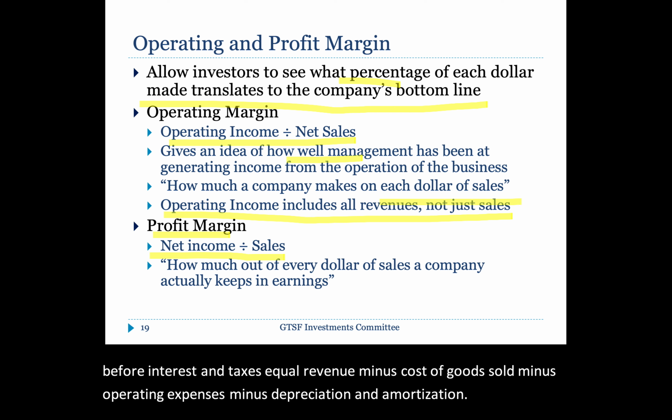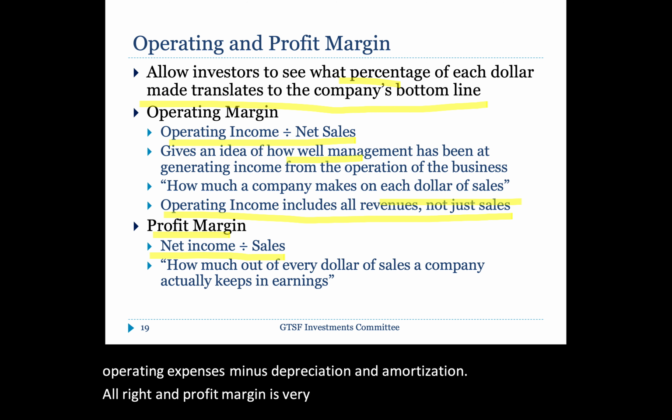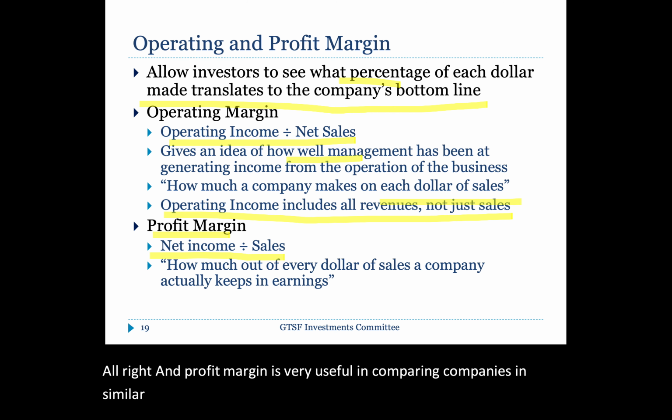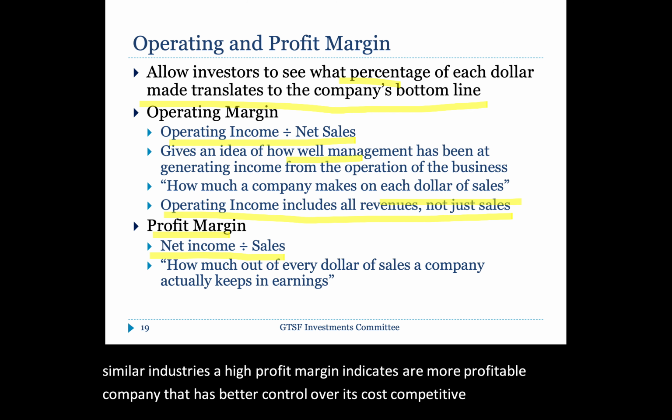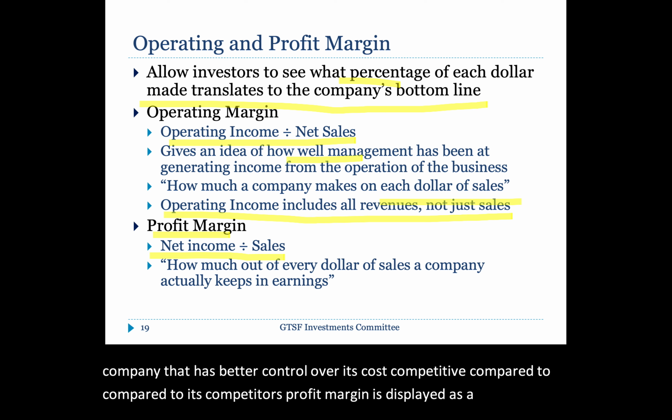Alright, and profit margin is very useful when comparing companies in similar industries. A high profit margin indicates a more profitable company that has better control over its costs compared to its competitors. Profit margin is displayed as a percentage. A 20% profit margin means that a company has a net income of 20 cents for every dollar of sales.